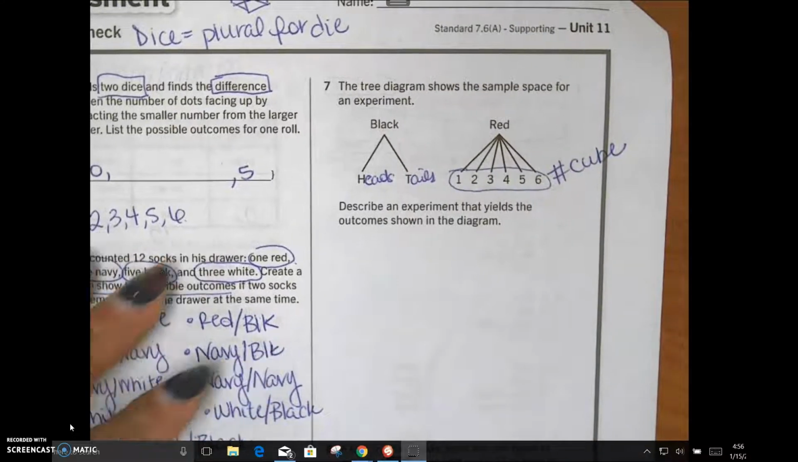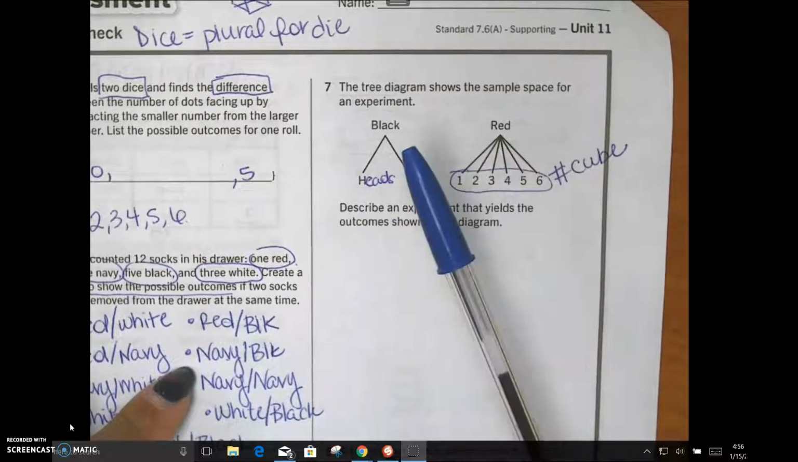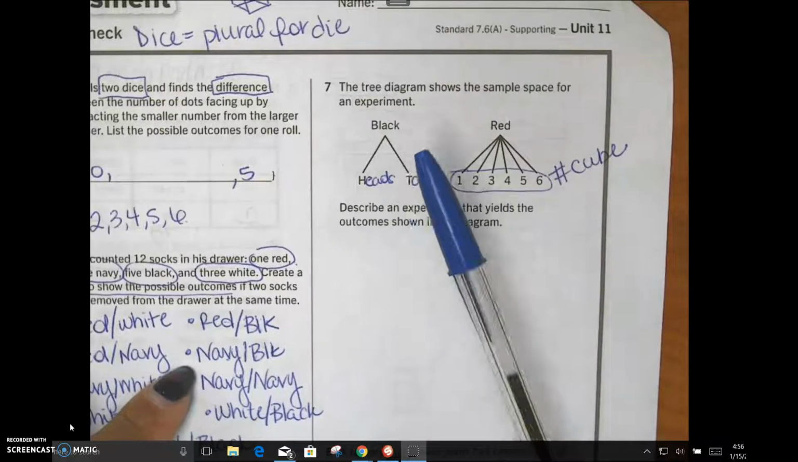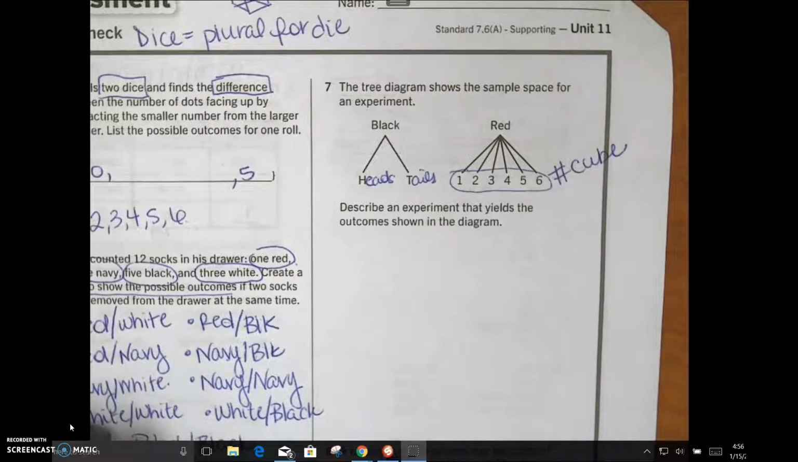So what kind of situation can I discuss where something is going to be chosen for black or red? And then if it's black, then I'm going to flip a coin. But if it's red, I'm going to roll a number cube. I know, but I need a situation. Make something up.